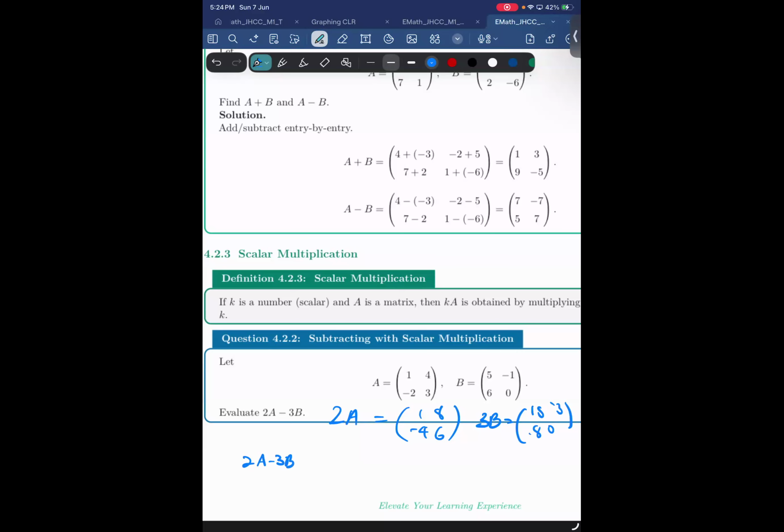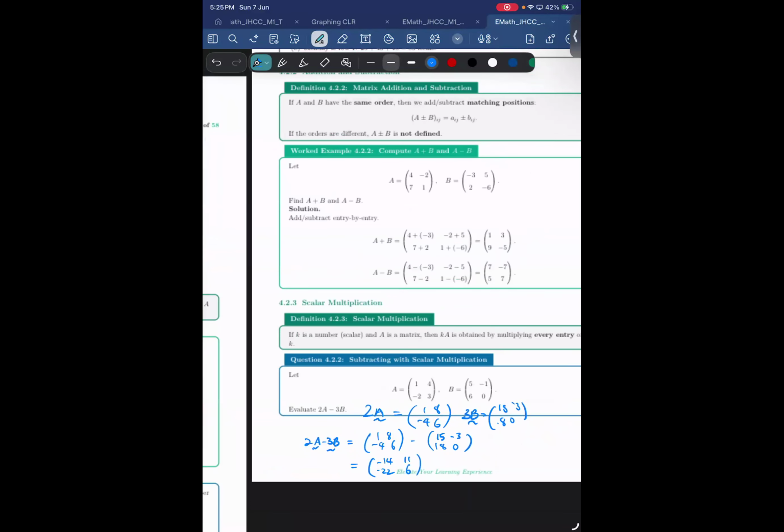Okay, one more thing, when you're writing down matrices or vectors, you use the tilde to denote that it's a matrix or vector. So [1 8; -4 6] minus [15 -3; 18 0] gives [-14 11; -22 6]. This should be the answer.